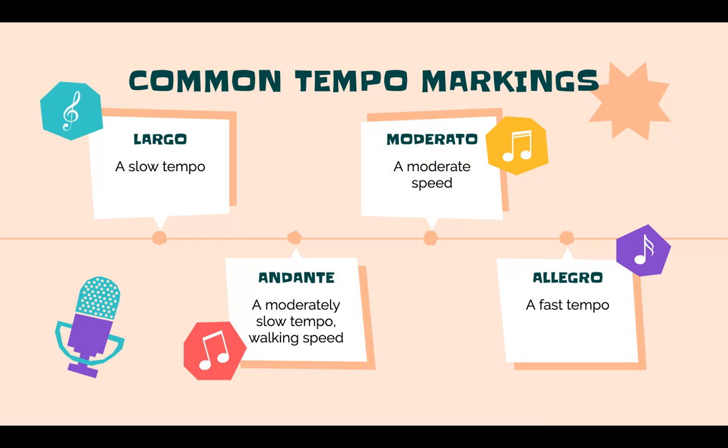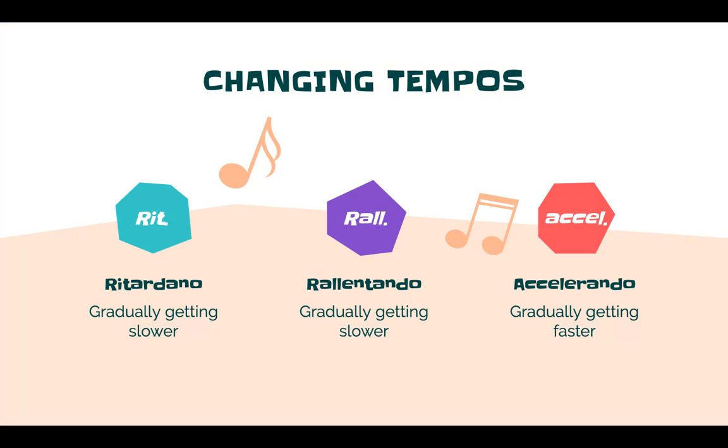There are 4 tempo markings that really all student musicians should start to be familiar with by the end of 6th grade and for sure by 7th grade. And those are largo, that means a slow tempo, andante, a moderately slow tempo, also known as walking speed, moderato, just like it sounds, a moderate speed, and allegro, which is a fast tempo.